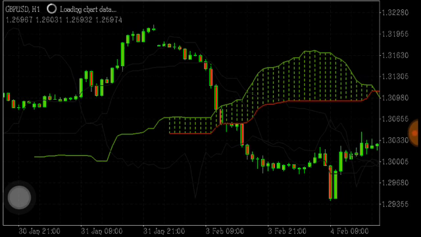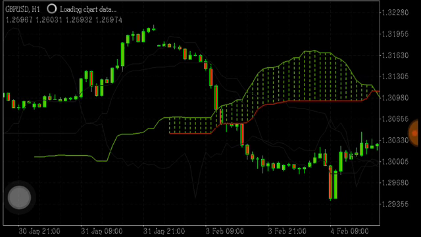If it is a continuation trade, you wait for one candle to open and close, like this candle here, below or above the Ichimoku cloud without touching it. Be it the wick or the body, the candle should not touch the Ichimoku cloud. Then if it crosses to the upside, you get a buy signal. If it crosses to the downside, you get a sell signal.